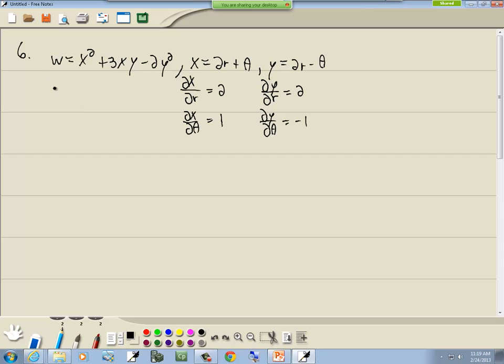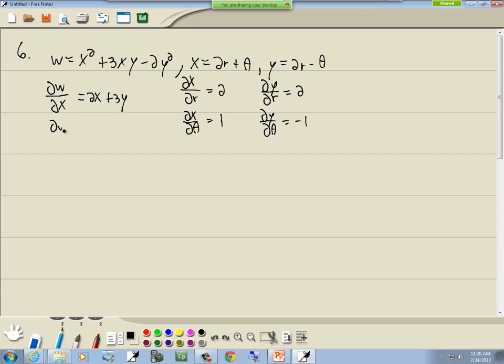Now we'll also need some other partials, I can go ahead and find them all while we're here. Partial of w with respect to x. Well, the x squared becomes 2x. Now the y we treat as a constant, so the 3 and the y just remain, and the derivative of x is 1. So 3y times 1 gives us 3y. And the negative 2y squared is a constant, so it drops away, because the derivative of a constant just goes to 0.